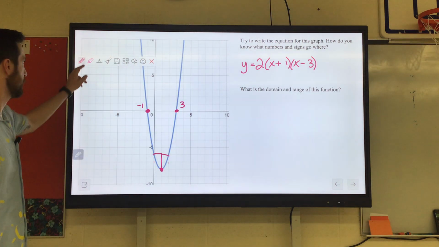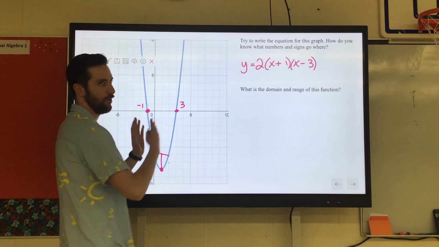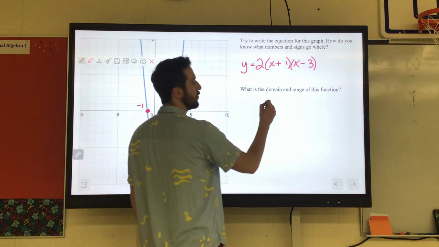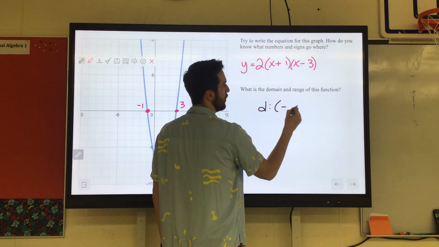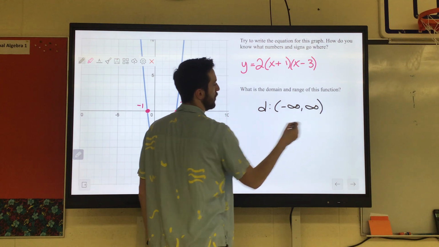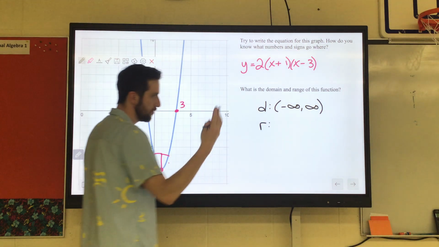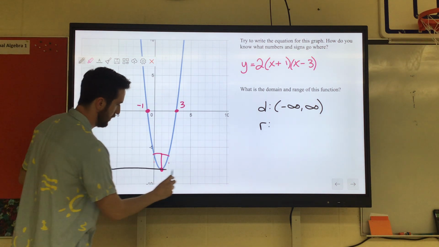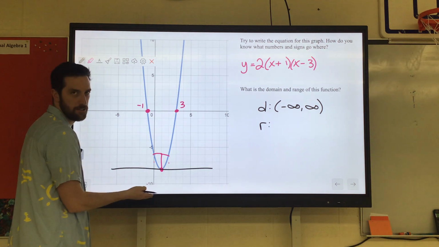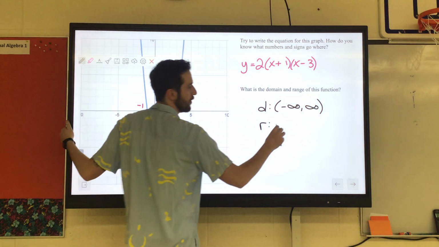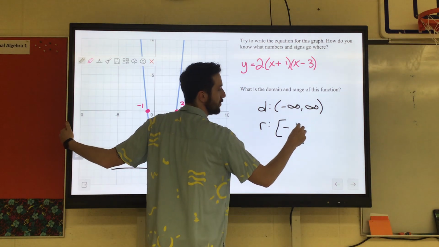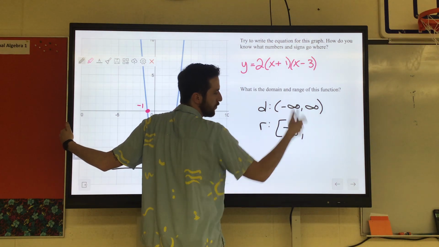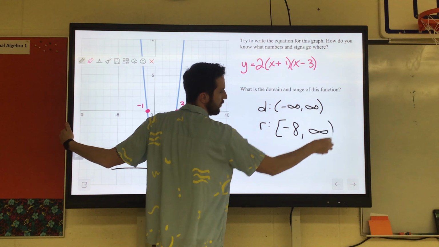What's the domain and range of this function? Domain for all these quadratic equations is all real numbers. There is a range, though. Now, the lowest this one ever goes is negative 8. So that's the lowest it hits vertically. And it actually hits negative 8, so you've got to put the bracket there. And it goes forever upwards towards positive infinity.